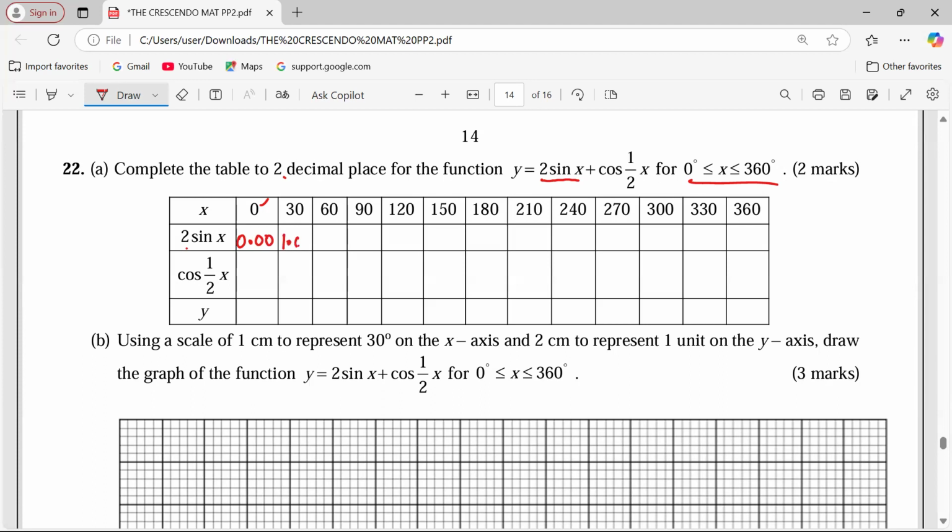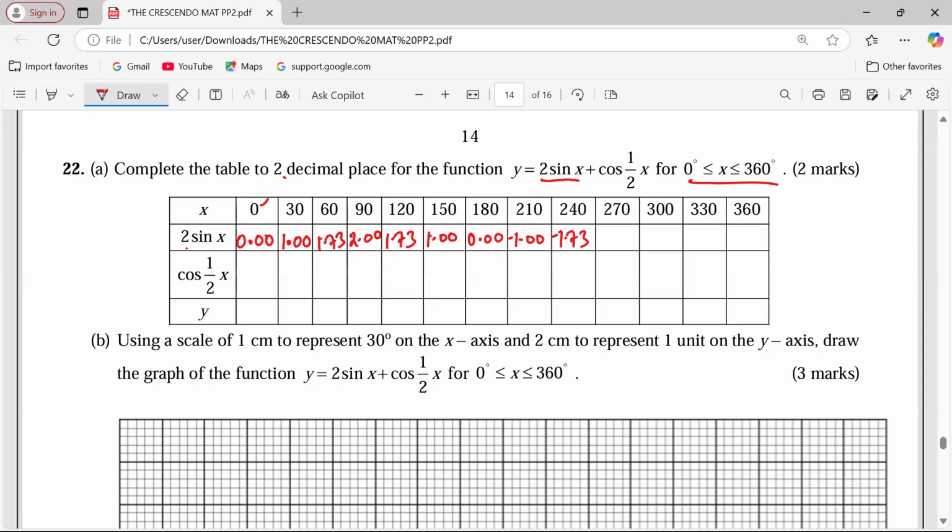So 1.00, sorry for that. Then 2 sine 60 will be 1.73. 2 sine 90 shall be exactly 2, so 2.00. 2 sine 120 will give us 1.73. Then 2 sine 150, we get exactly 1, so it should be 1.00. 2 sine 180 gives us 0, so 0.00. 2 multiplied by the sine of 210 should give us negative 1.00. Then 2 multiplied by sine 240, negative 1.73.